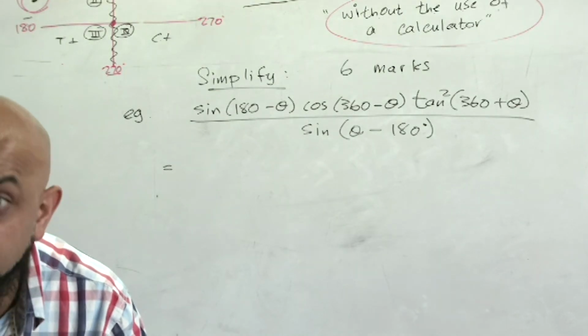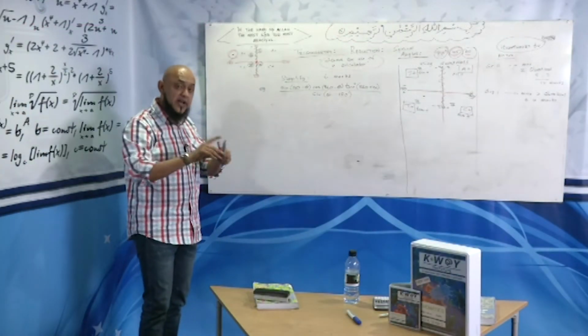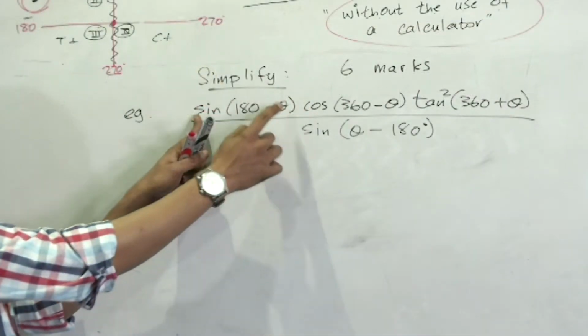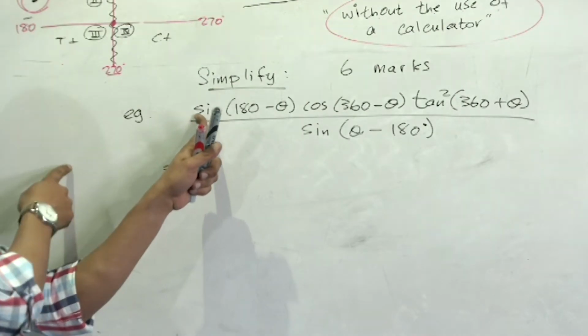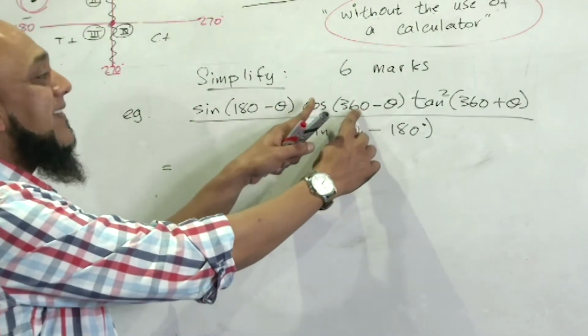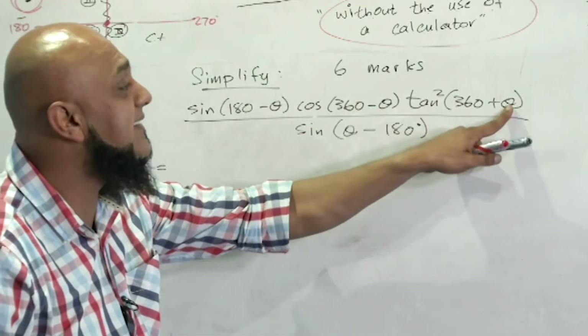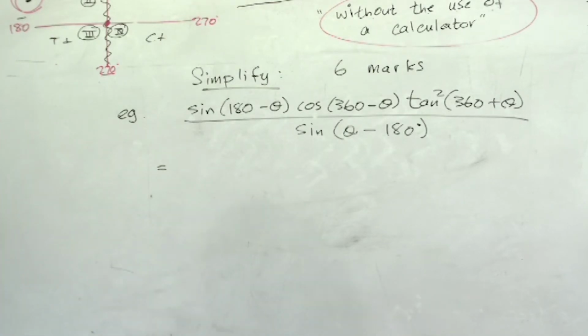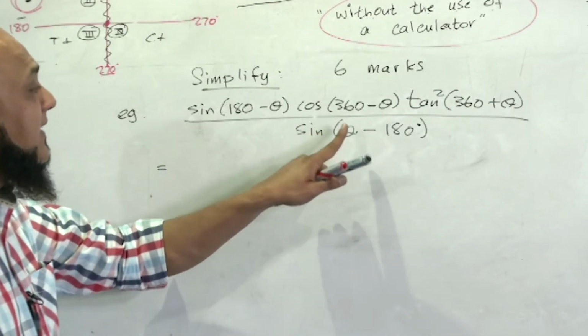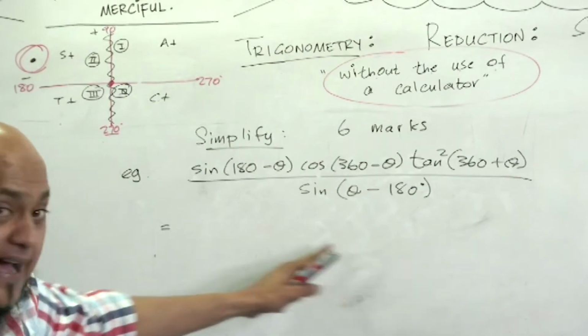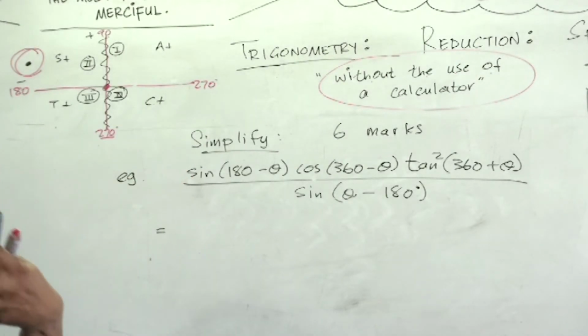We are coming to the end of today's show, but just quickly before we wrap up, I'd like you to identify things. Sine 180 minus theta, rule 1 will apply. Cos 360 minus theta, rule 1 will apply. Tan squared 360 plus theta, rule 4 will apply. And sine theta minus 180, rule 3 will apply. So here you can see, just by the style of the question, that it incorporates not all of our 5 block rules or 5 summary. It only utilizes 3 or 4.